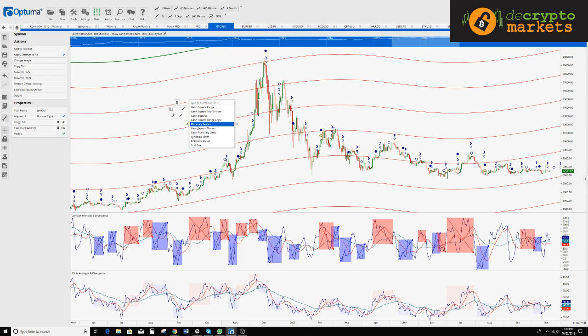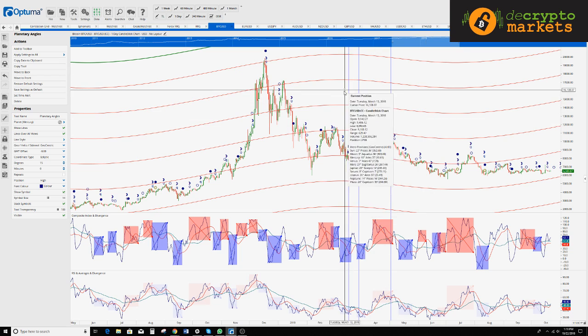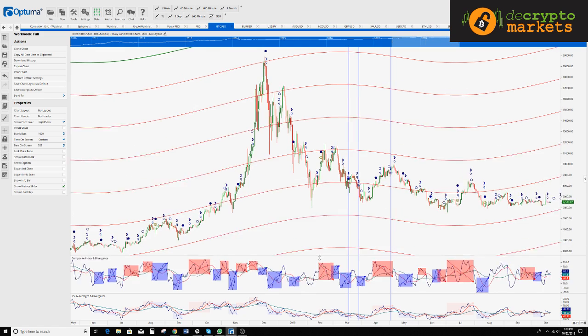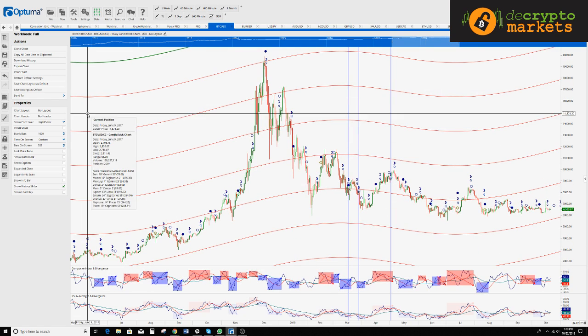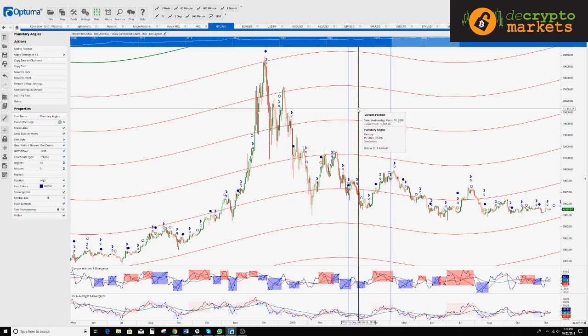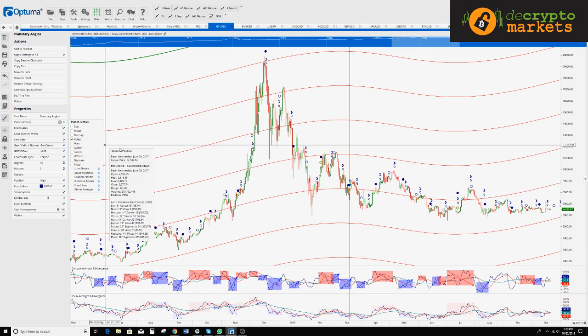Where are we at? Planetary angles. So planetary angles are going to be represented by these vertical lines on the chart. Let me just get rid of all that, make it a little bit smoother to see. And he said that it's Mercury. I want Venus.